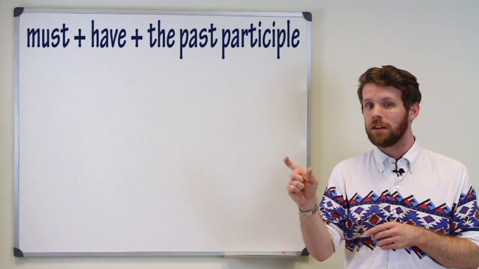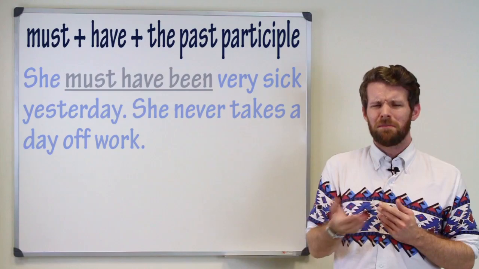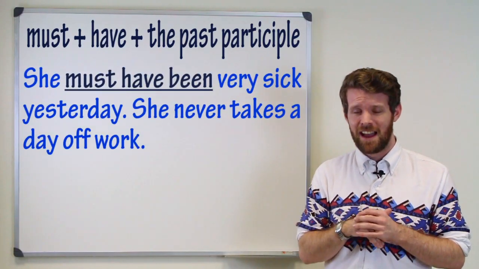In the past, we use must to talk about things which we think definitely happened. The form is must plus have plus the past participle. She must have been very sick yesterday. She never takes a day off.